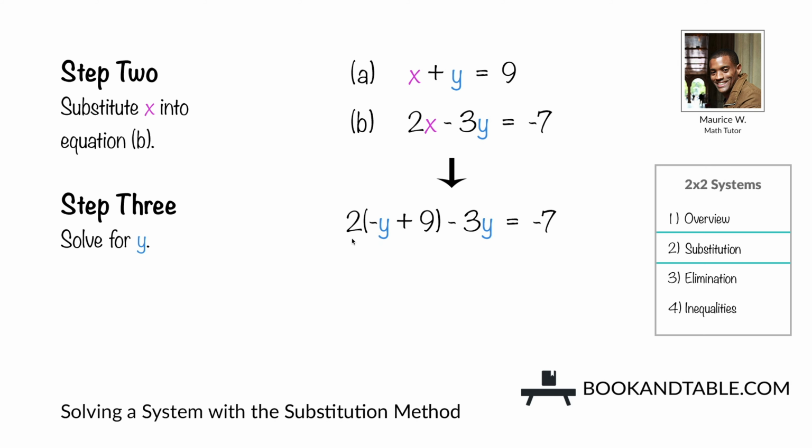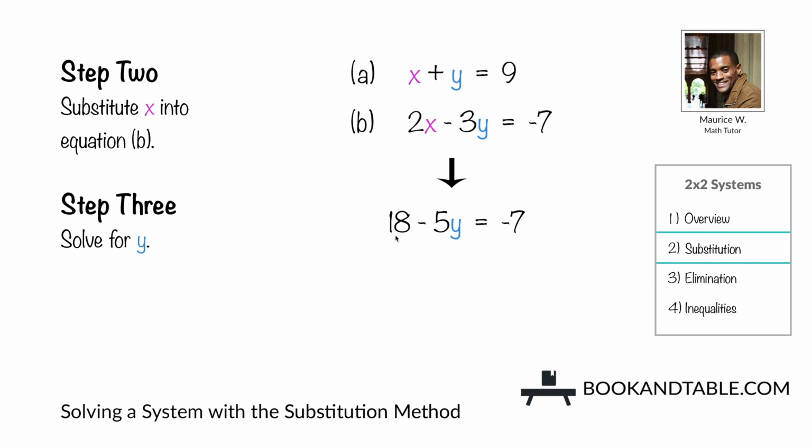And now we'll distribute this 2 to both terms inside the parentheses here, giving us 2 times negative y, which is negative 2y, and 2 times positive 9 is positive 18, minus 3y is equal to negative 7. Since these variables have the same exponent, we can combine them. So negative 2y minus 3y is negative 5y. So we wind up with 18 minus 5y is equal to negative 7. And now we can solve for y.